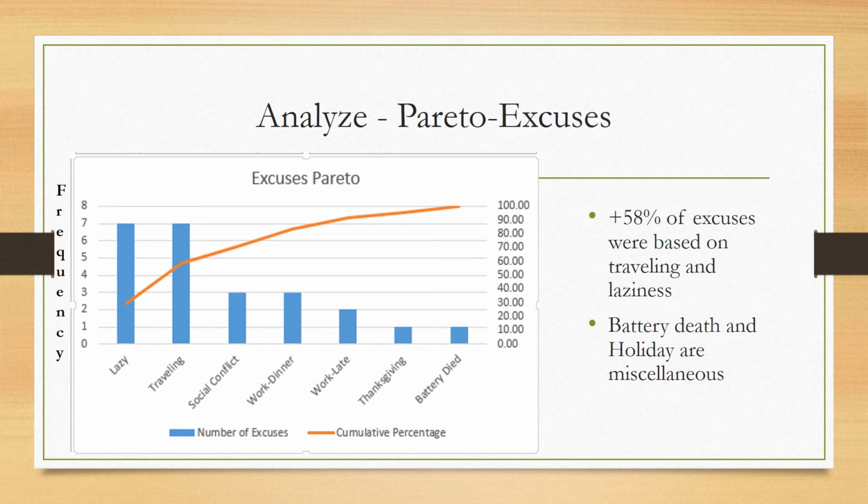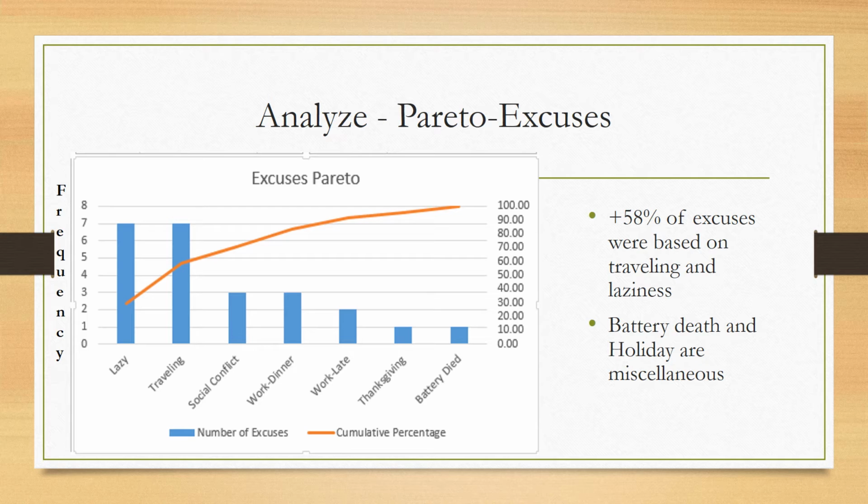And now jumping into the analyze phase, I first put together a Pareto chart of the excuses. Again, what I said in the Fishbone, it was funny that I put that bit about lazy in there, not knowing what would come out of it at first, but that was one of the two biggest reasons of why a daily activity was not completed.